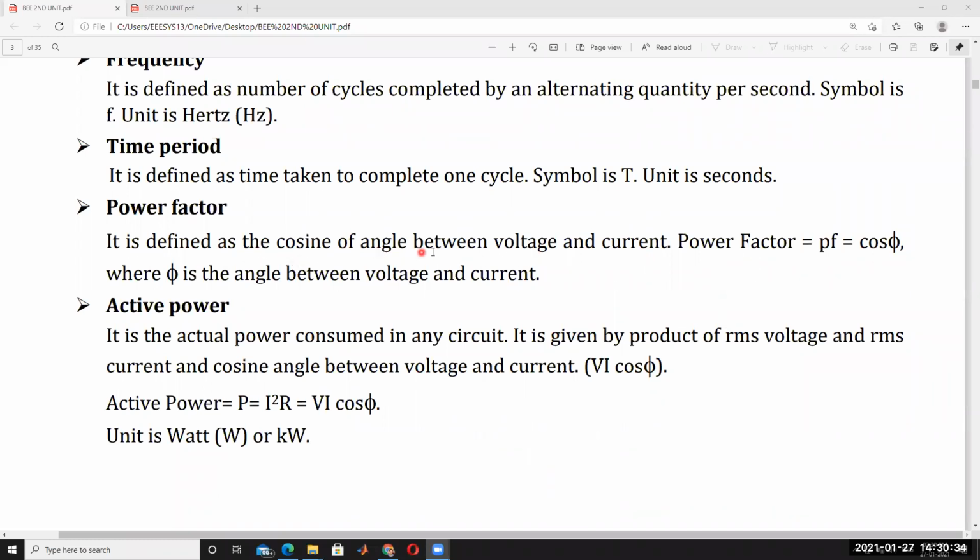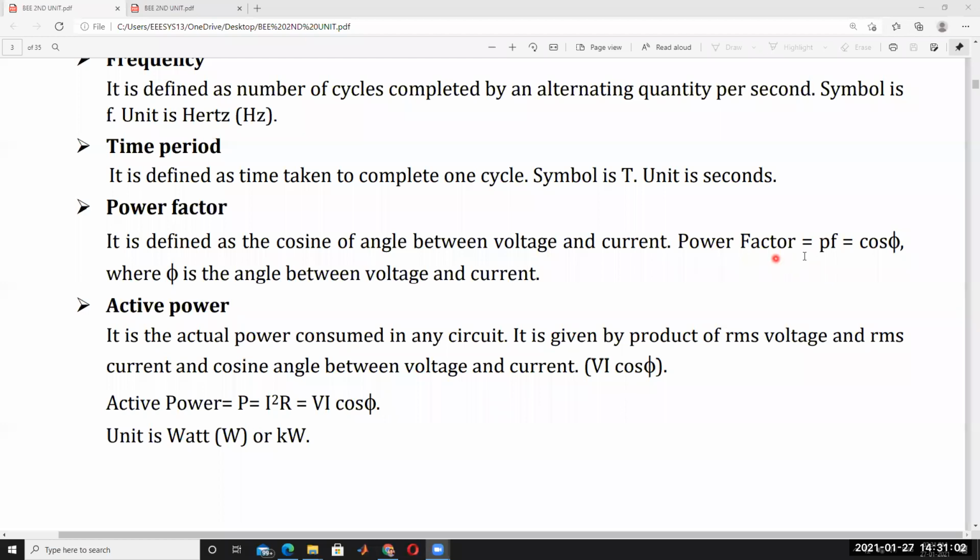Then power factor. It is defined as the cosine of angle between voltage and current. It's very, very important. Definitely we'll get questions and definitions based on these in the external exam. These are all definitions that may be expected for 2 marks. The cosine of angle between voltage and current is called power factor.